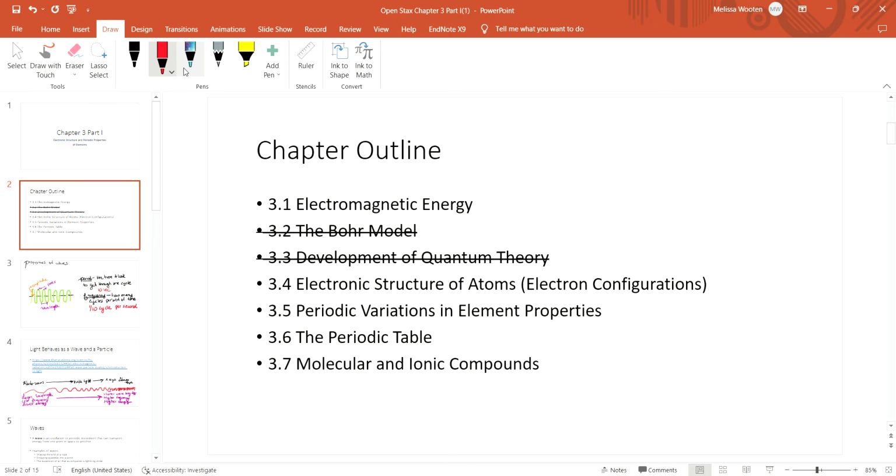And so here is the chapter outline. I crossed out the stuff that's the historical development. It's really interesting and it's nice to know, but I would rather give you more time to work on how to do these math problems and wrapping your mind around the properties of waves. But it is an interesting read if you want to go take a look at it. We're not going to get to all these things in this particular video. Most of what we're going to be talking about is electromagnetic energy and the properties of light.